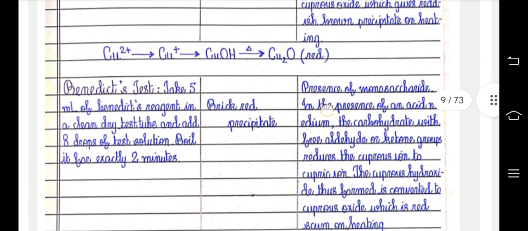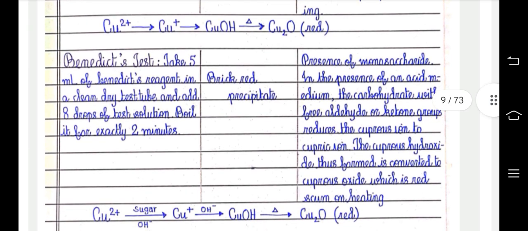Then Benedict's test. Take 5 ml of Benedict's reagent in a clean dry test tube and add 8 drops of test solution. Boil it for exactly 2 minutes. Brick red precipitate: presence of monosaccharide. The carbohydrate with free aldehyde or ketone groups reduces the cupric ion to cuprous ion. The cupric hydroxide thus formed is converted to cuprous oxide, which is red scum on heating.